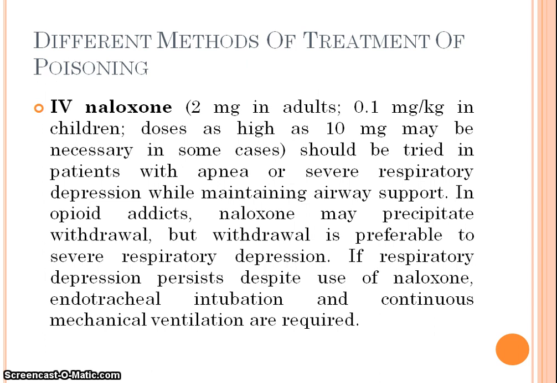Intravenous naloxone is to be given at 2 mg in adults and 0.1 mg per kg in children. Doses as high as 10 mg may be necessary in some cases. It should be tried in patients with apnea and severe respiratory depression while maintaining airway support. In opioid addicts, naloxone may precipitate withdrawal, but withdrawal is preferable to severe respiratory depression. If respiratory depression persists despite use of naloxone, endotracheal intubation and continuous mechanical ventilation are required.